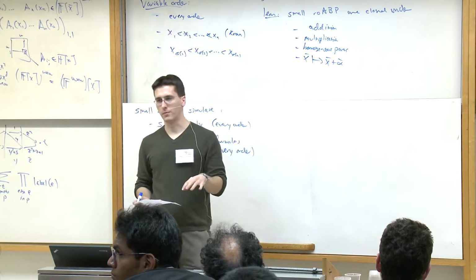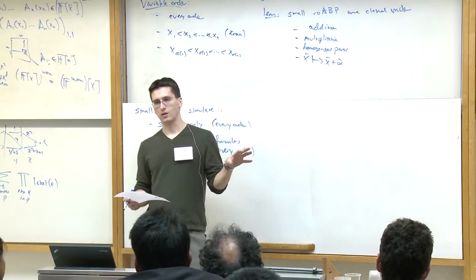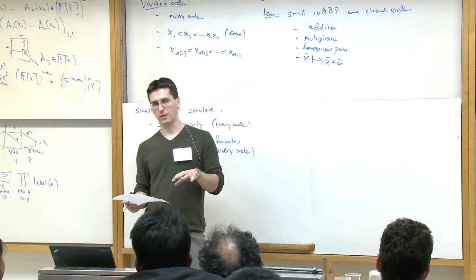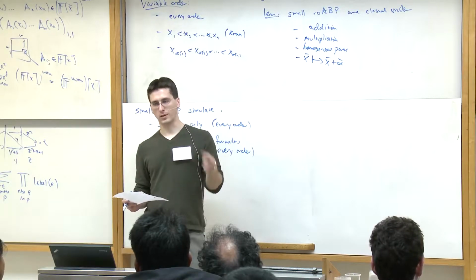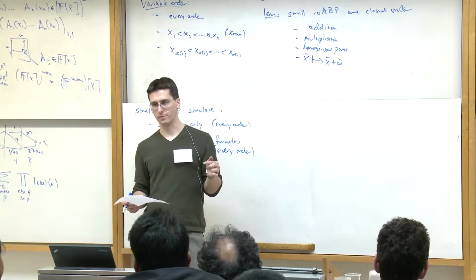So you have F and you have G. They're on the same variables. Suppose that they're computable by width W read-once ABPs in the same order. Their multiplication should be computable by width W squared.